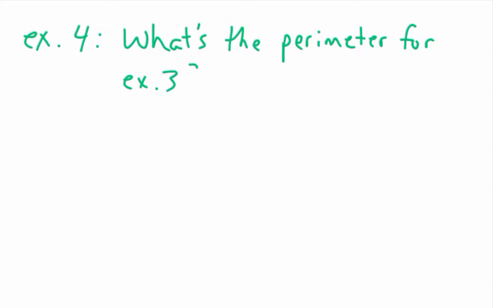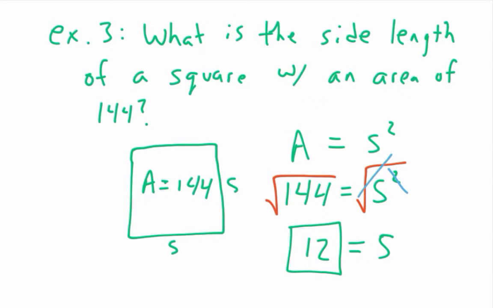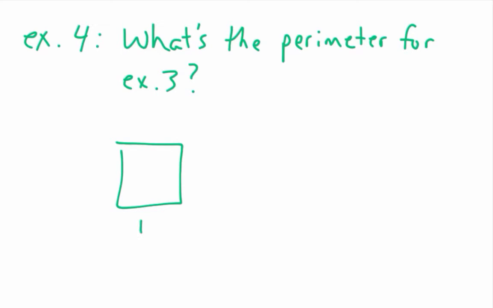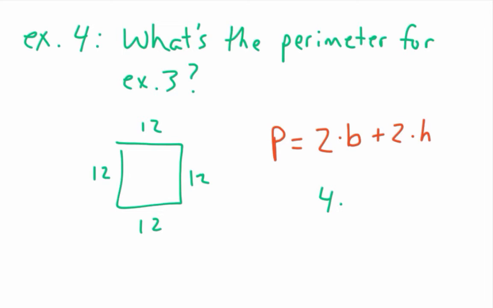Example 4. What's the perimeter for Example 3? Bless you, Trevor. So if we go back to that, we have a square, and we know that the side length was 12. So we have a square that's 12 by 12. How do we get perimeter? Perimeter is really just asking for the distance around. Last year they defined the perimeter as 2 times the base plus 2 times the height, because that would work with a rectangle. But in our case, you could say 2 times 12 plus 2 times 12, or 12 plus 12 plus 12 plus 12. Or with a square, it'll just be 4 times 12, so 48. If you'd rather, you could say 2 times 12 plus 2 times 12. But one way or another, I'm guessing you guys are okay on perimeter. You've been doing it for a while.